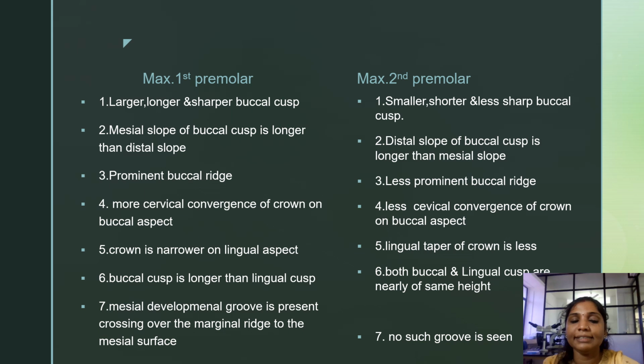The crown is narrower on the lingual aspect in the maxillary first, whereas lingual taperance or lingual convergence is less seen in the maxillary second premolar. The buccal cusp in the maxillary first premolar is longer than the lingual cusp, whereas in the maxillary second premolar, the main difference is that both the buccal and lingual cusps are of nearly the same size. The mesial developmental groove is the most important distinguishing feature in the maxillary first premolar, a groove crossing the marginal ridge to the mesial surface, and in the maxillary second premolar there is no such groove present.